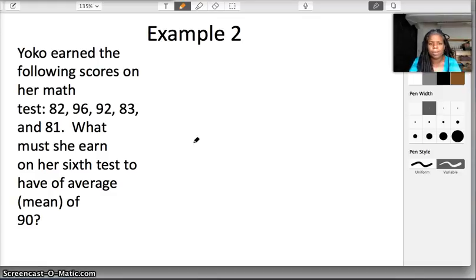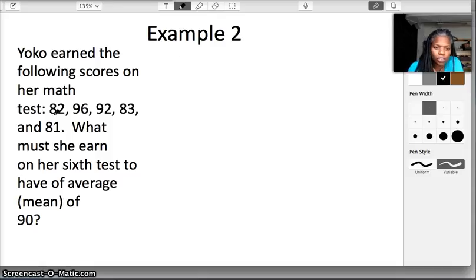Yoko earned the following scores on her math test: 82, 96, 92, 83, and an 81. What must she earn on the 6th test to have an average, a mean, of 90? Now, the thing about this question is that it appears all the time, particularly in standardized tests. I know the SATs are a little bit far off, but this is one that I have taught 1,000 times in my SAT prep courses. So make sure that you can follow along with the logic, not just to do it here, but also because you will see it again, all right?